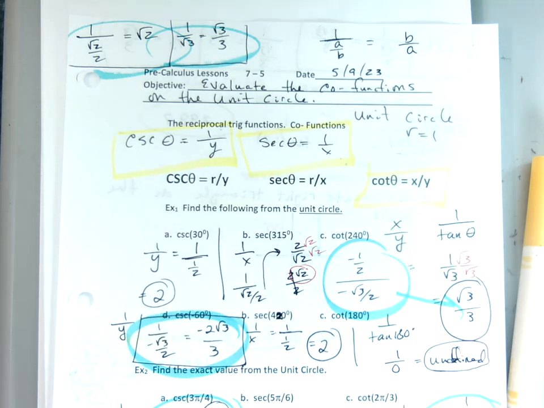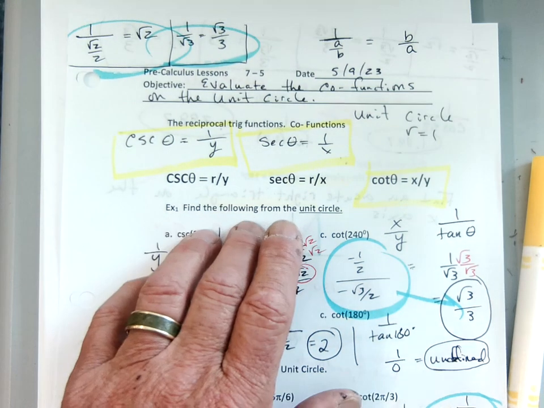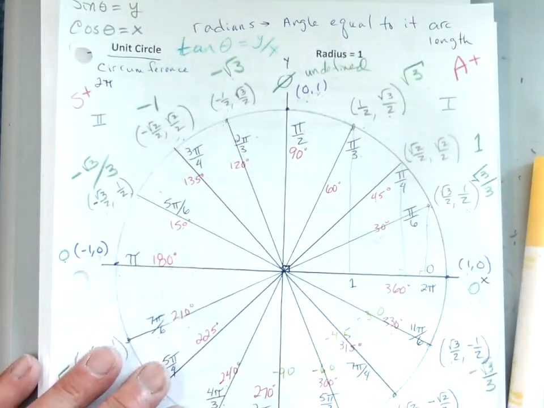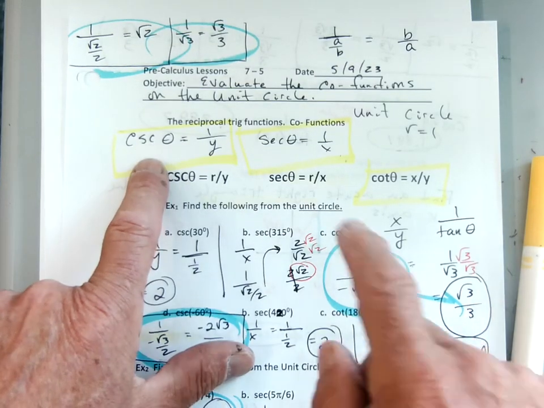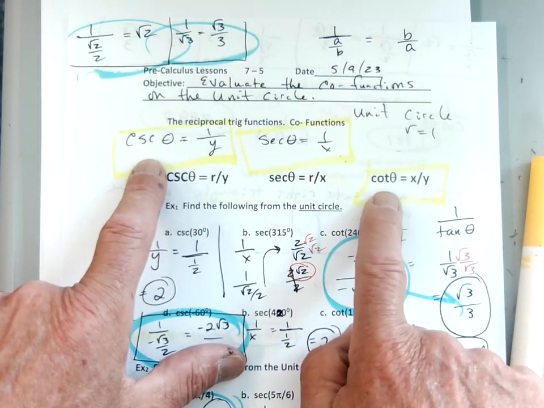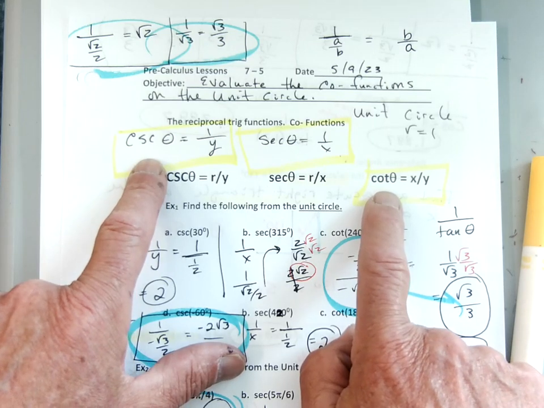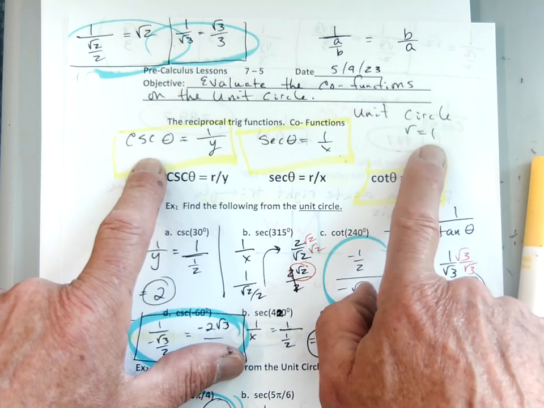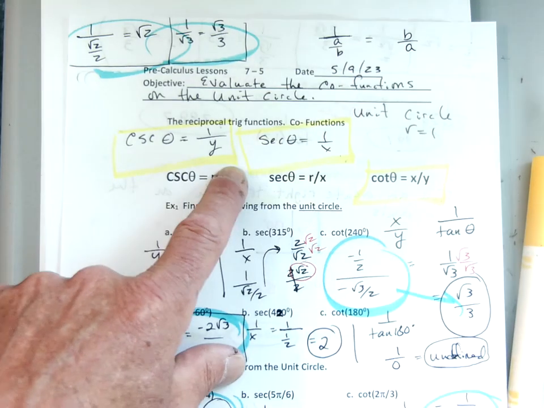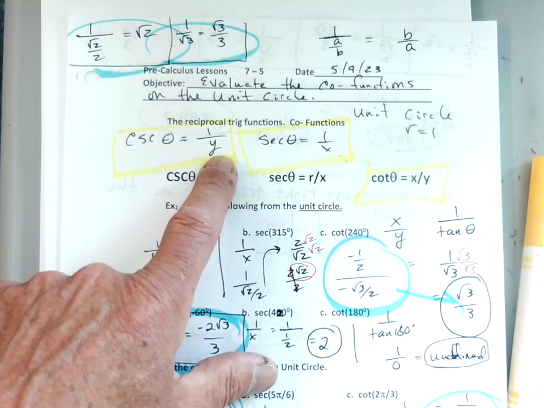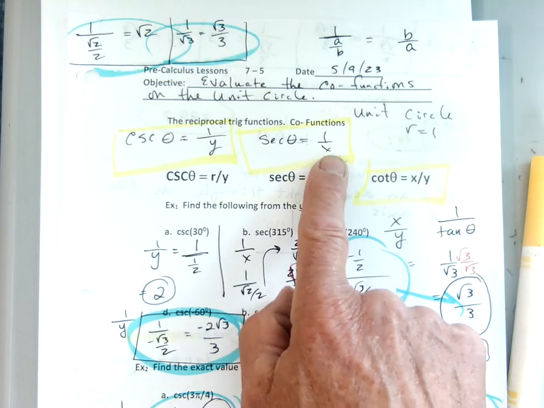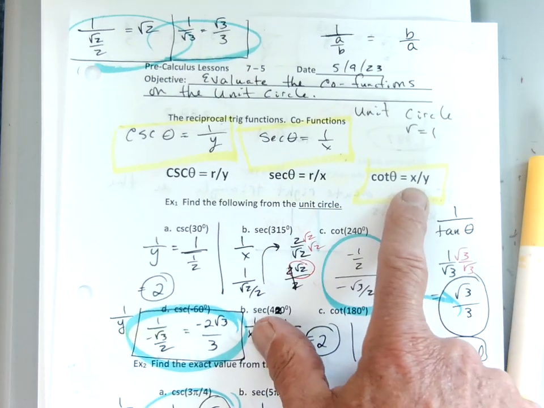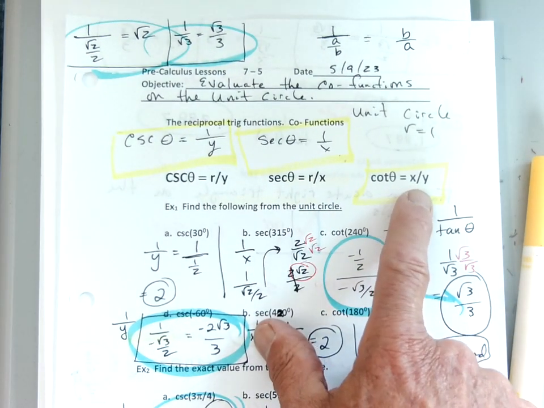Okay, everybody, let's recap the lesson. Today what we're talking about is using the unit circle to evaluate the other functions, the co-functions, which are the cosecant, secant, and cotangent. Since we know that the unit circle has a radius of 1, cosecant then is 1 over sine, which is 1 over y. Secant is 1 over cosine, or 1 over x. And of course, cotangent, which is the reciprocal of tangent, is now x over y.